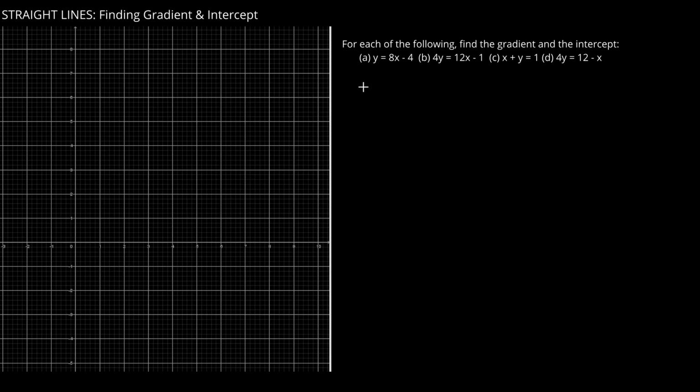So the crucial point here is that we do need to get the four equations into the form y equals mx plus c. So let's have a look at part A. Well, happily, that is in the form y equals mx plus c, and we can just read off the values that m must equal 8 and c must equal -4.